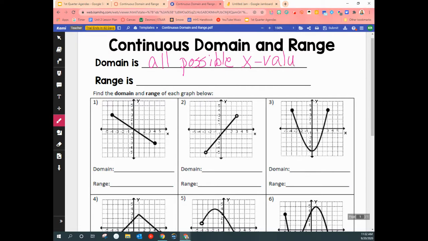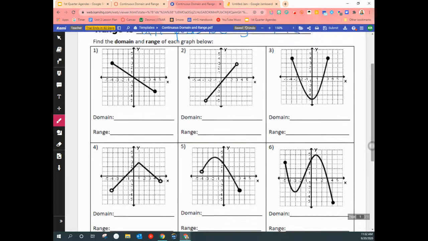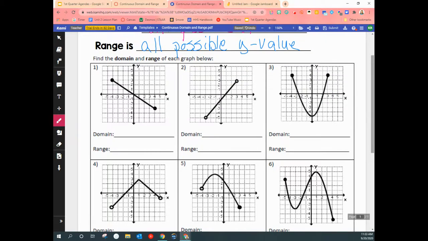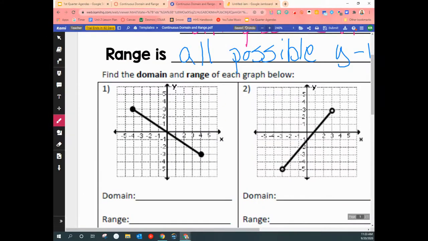Now our range, on the other hand, as we just said, is all our possible Y values. So that means we have to list out every single possible x value and every single possible y value. Today we're going to talk about how we do that with a continuous function. I'm going to zoom in a little bit here, guys, so we can get a good picture of number 1.